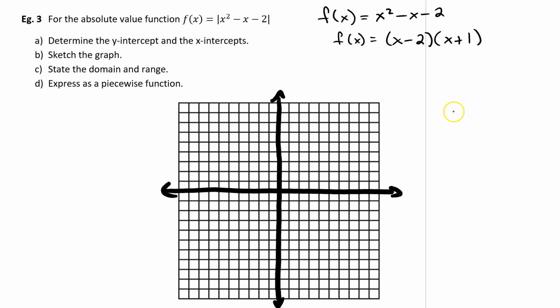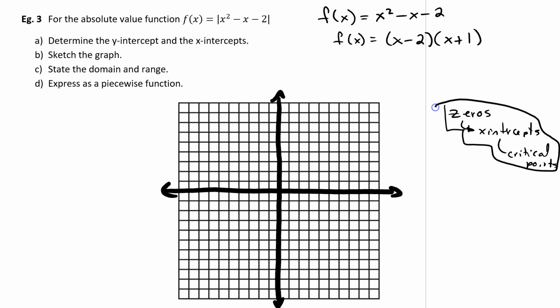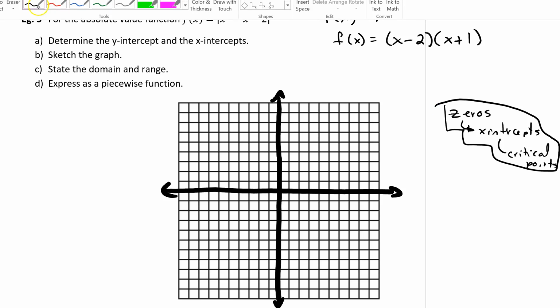Now, there are a few things. The zeros, that's the same thing as x-intercepts, which is the exact same thing as critical points. Okay, these guys are all connected. I'm going to use them synonymously. So I know that I have x-intercepts.